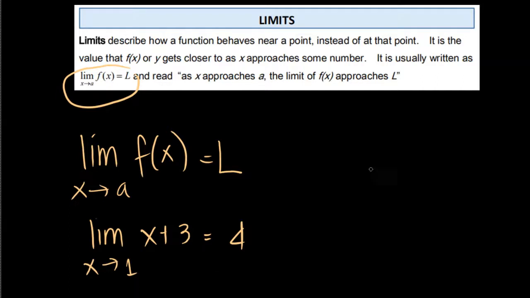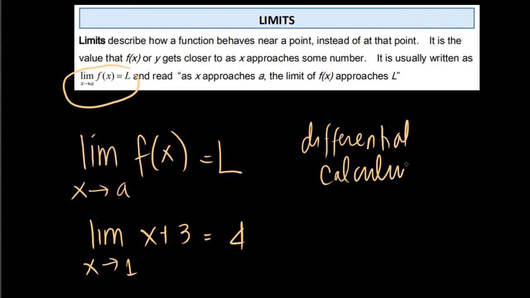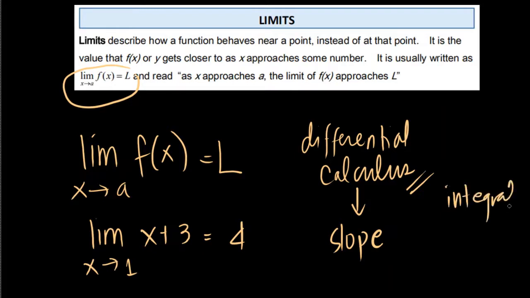Okay. Now, limits is one of the gateways to differential calculus, which is the focus of our subject because you will have integral calculus in your second sem. And differential calculus deals with slopes of lines. Compared to integral, just so you know a little bit, integral calculus deals with area beneath lines or beneath the curves. So, let's have a little background about this.